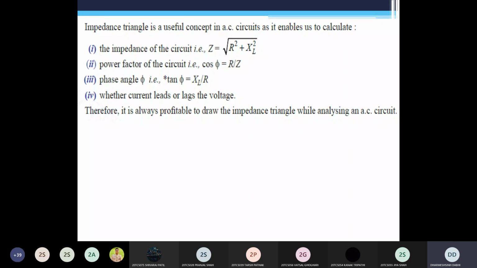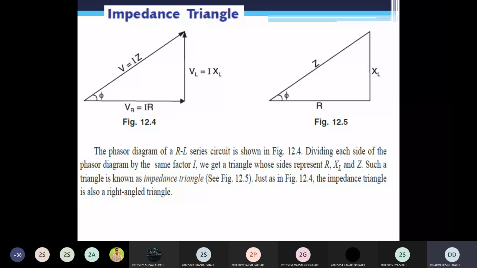Now what is the importance of this impedance triangle? The main use of the impedance triangle is to find the impedance of the circuit. The impedance Z we can derive as the square root of R square plus XL square. Clear? So if you know the values of R and XL, you can find the impedance of the circuit. The second thing you can find from this impedance triangle is the power factor. So cos phi is the power factor. What is cos phi equal to? R by Z. Clear? So from this triangle you can calculate the power factor also.